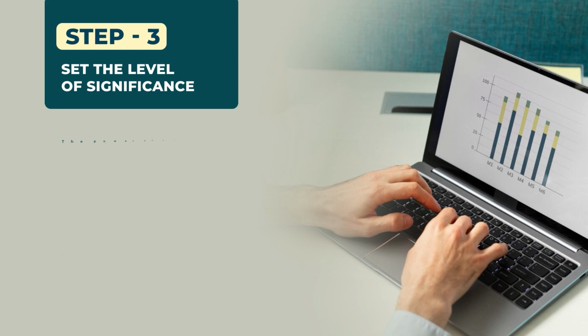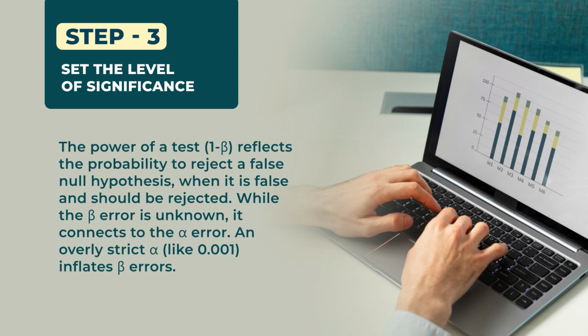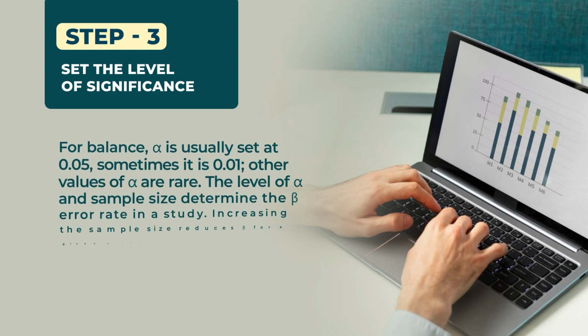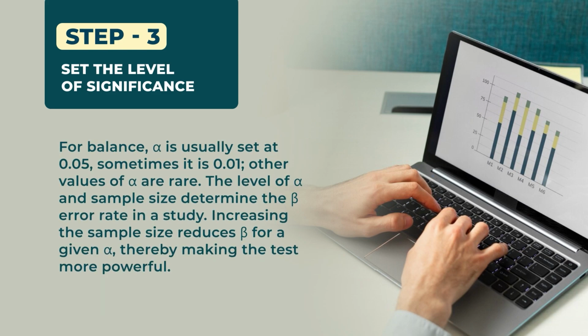by convenience. The power of a test is denoted by 1 minus beta, and it reflects the probability to reject a null hypothesis when it is false and should be rejected. While the beta error is unknown, it connects to the alpha error. An overly strict alpha value like 0.001 inflates beta errors. For balance, alpha is usually set at 0.05, sometimes it is 0.01, other values of alpha are rare. The level of alpha and sample size determines the beta error rate in a study. Increasing the sample size reduces beta for a given alpha value, thereby making the test more powerful.